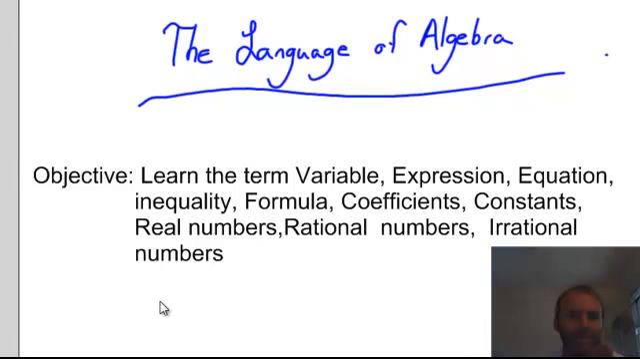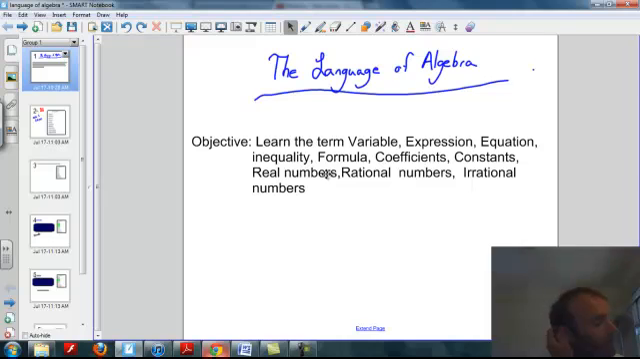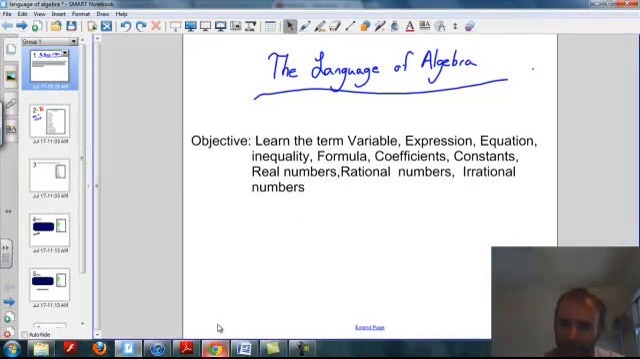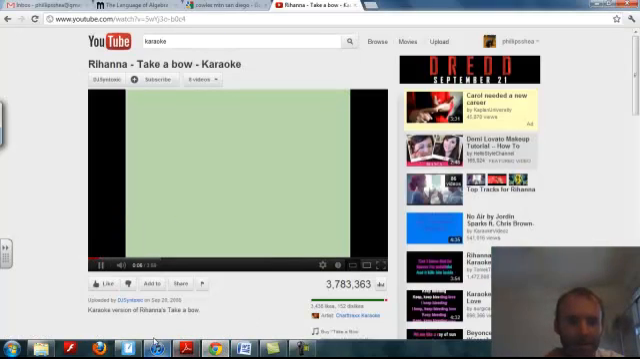Hello class, so today we're going to be learning the language of algebra. So we're going to be going through and defining some key terms here. To make it more interesting, we'll put some little background music on.